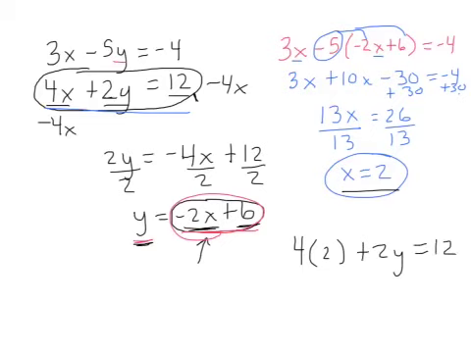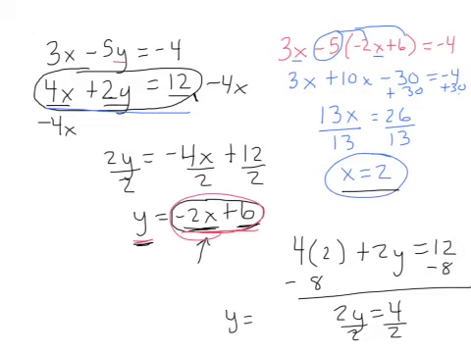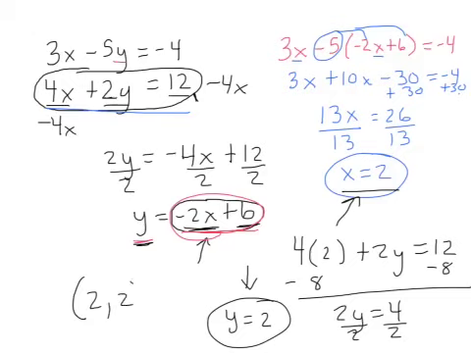All right. 4 times 2 is 8, isn't it? So I'm going to subtract 8 from both sides. And I have 2y equals 4. So then I'll divide by 2 on both sides. So what does y equal? 2. And so I know that x equals 2, and I know that y equals 2. And if I plug them in, it'll verify that that's correct. So my answer is the point (2, 2).